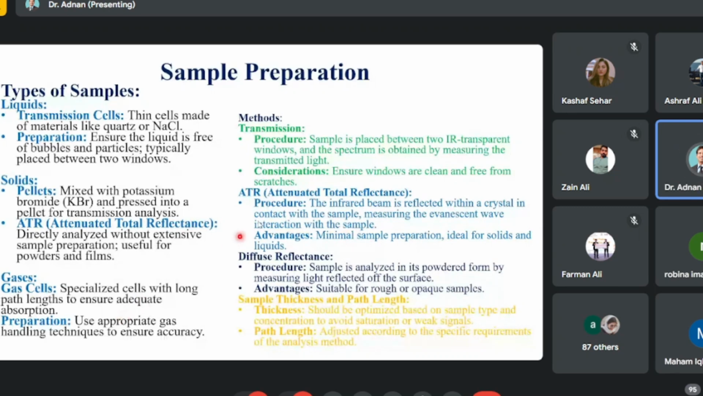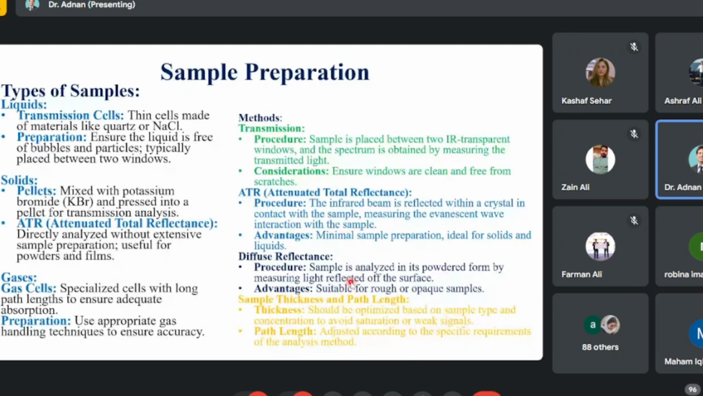The method is simple for transmission. The sample is placed between two IR transparent windows, and the spectrum is obtained by measuring the transmitted light. If you are using ATR, the infrared beam is reflected within a crystal in contact with the sample, measuring the evanescent wave interaction with the sample. And you can also use diffuse reflectance. Here you put your sample to analyze the powder sample by the light reflected, using FTIR.